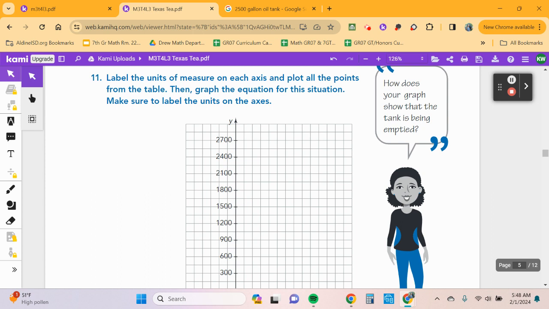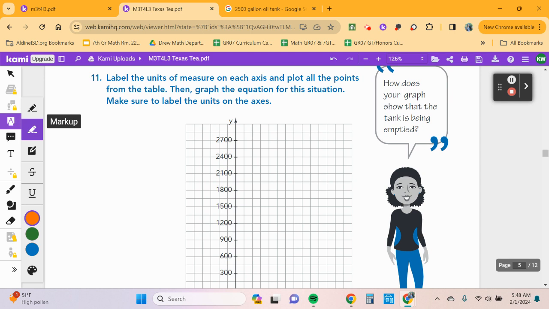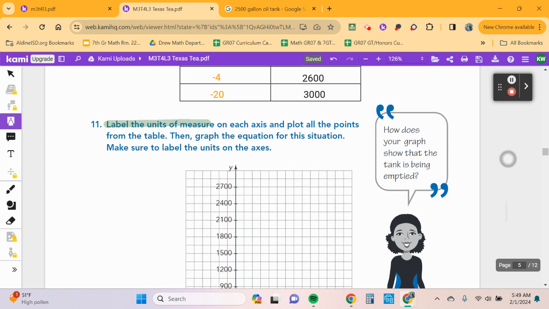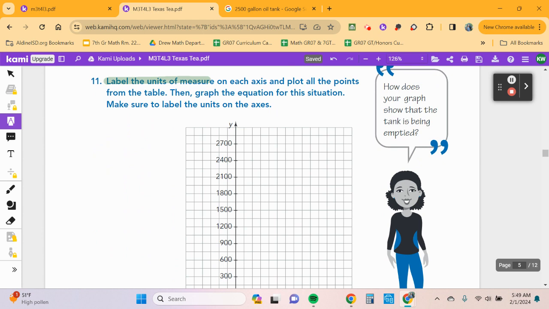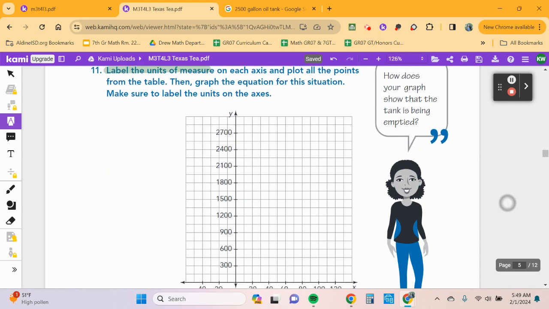Now, there are a couple things that you're going to do here, and I'm going to highlight those so that nobody is confused. First, you're going to label the units of measure on each axis, your X and Y axis. Again, think about your independent variable. I'll help you out, that's always X. And your dependent is your Y. Y is always dependent on X. So you're going to label those axes.